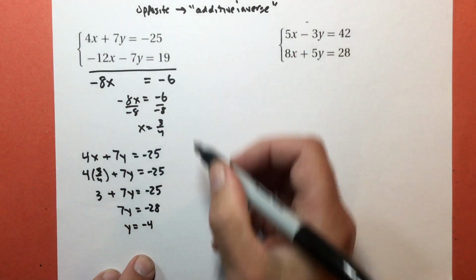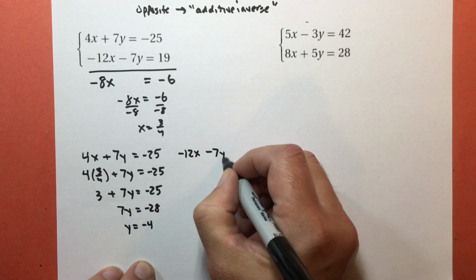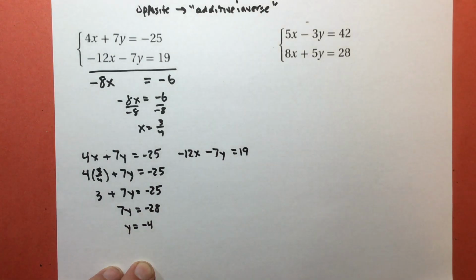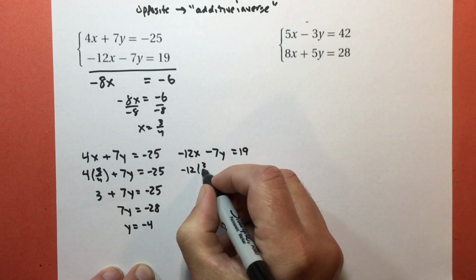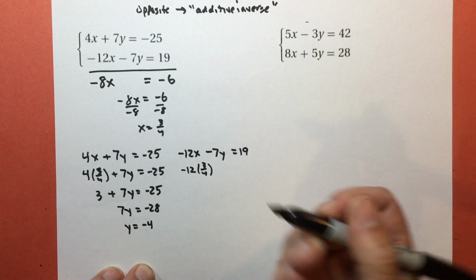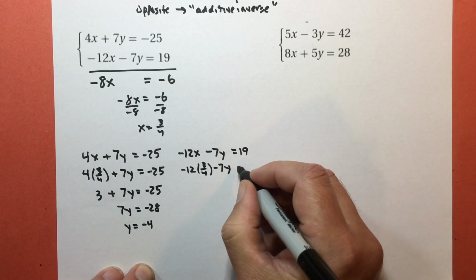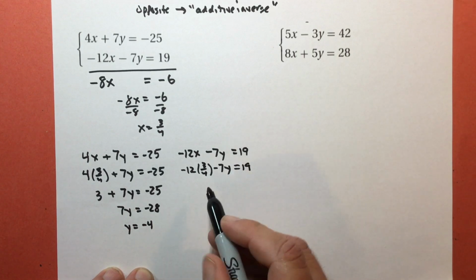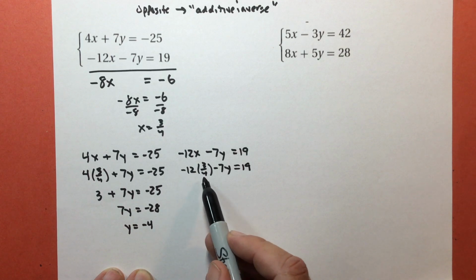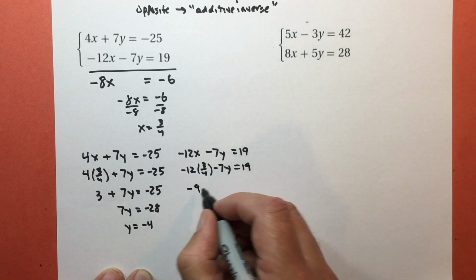Let's try it in the other equation and see if I got it. Negative 12x subtract 7y equals 19. Negative 12 times 3/4. I might need a new marker. This one's starting to get a little frayed. The point is not as sharp. So again, 12 divided by 4 is 3, and negative 3 times 3 is going to be negative 9.